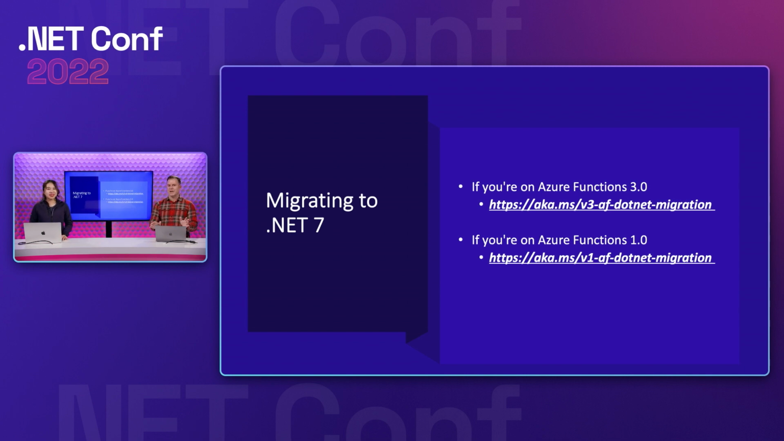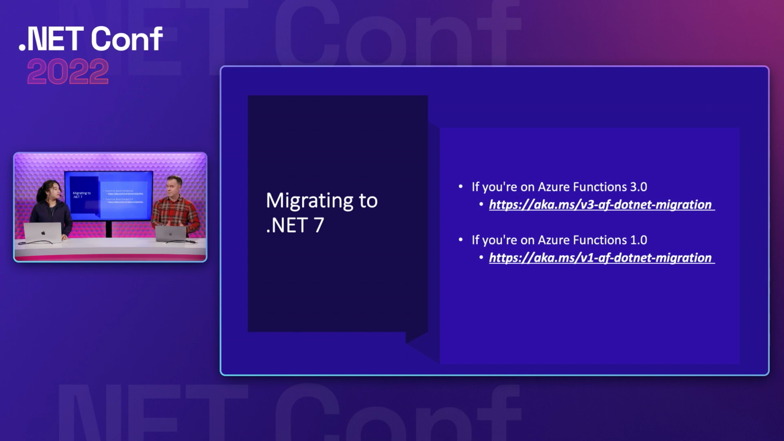Sure. So not just for .NET 7, but a lot of the latest and greatest features that we've been working on, all of the enhancements that we've been talking about here, we've been working on migration guides and making those available, giving you some information on how to migrate from previous versions of functions to Azure Functions v4, which is where you have support for .NET 7 and a lot of the capabilities that we just discussed. So if you are on Functions 3.0, there's a link here for you. Use the aka.ms link and you'll be able to find a migration guide that will help you get from 3.0 to 4.0 so you can take advantage of these new capabilities.